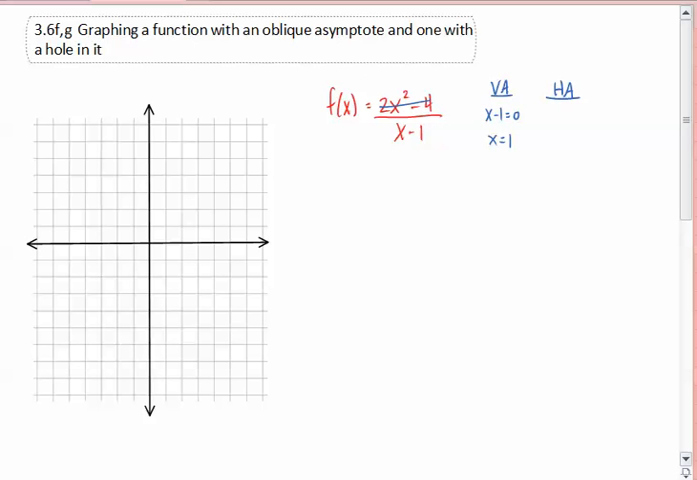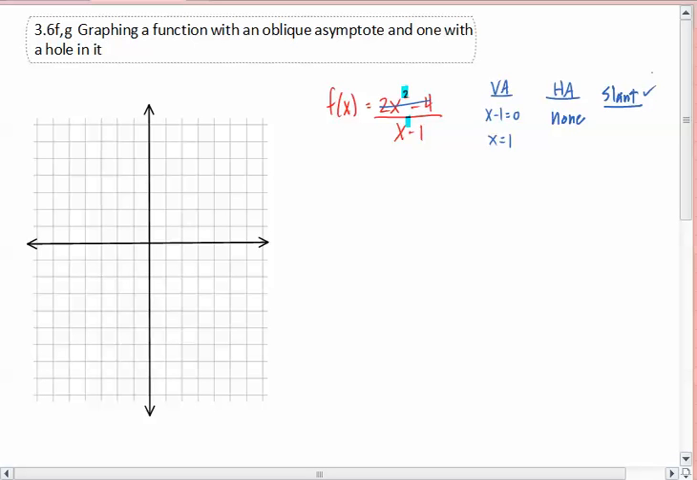Well, if my rational function is top heavy, then I don't have a horizontal asymptote, and in addition to that, I want to look for one more thing. If I see that the degree of the numerator is exactly one more than the degree of the denominator, then I am going to have a slant asymptote. So this is the case for this one. I do have one.